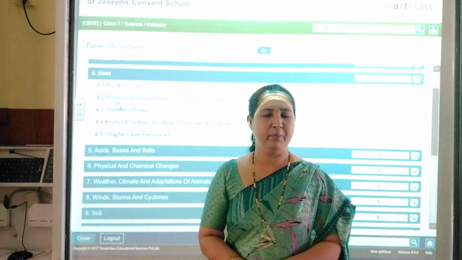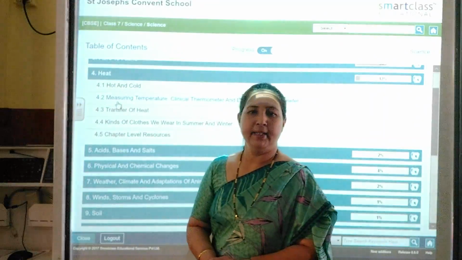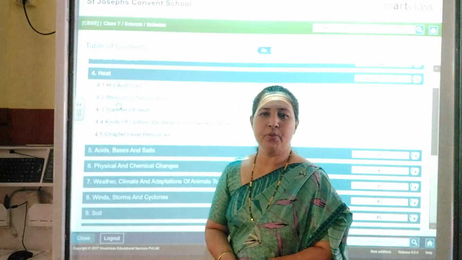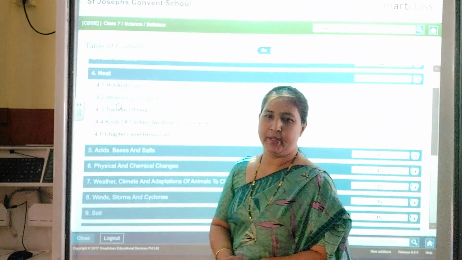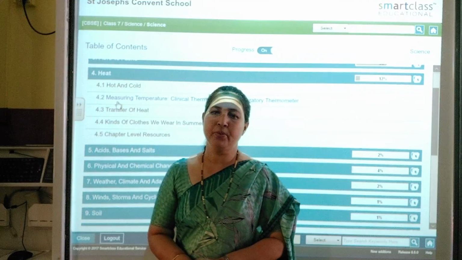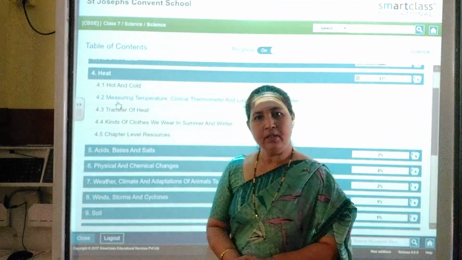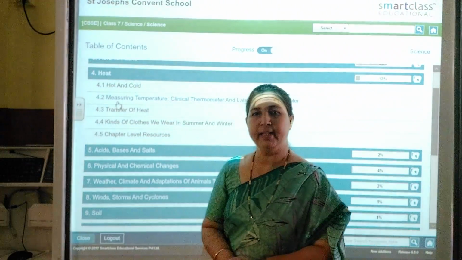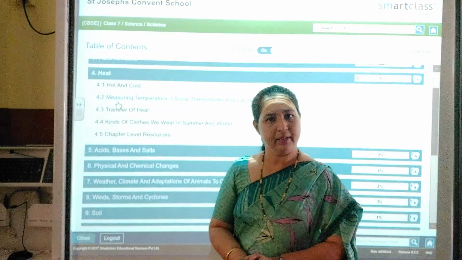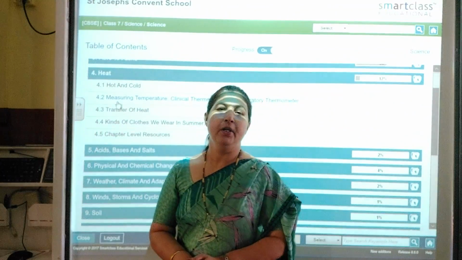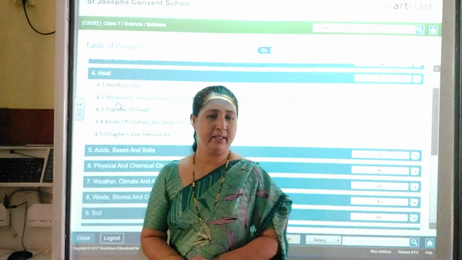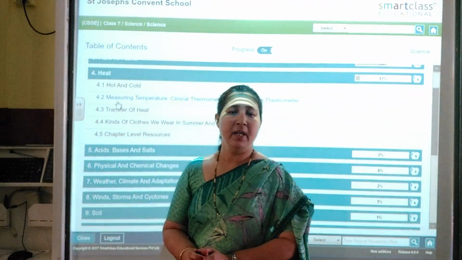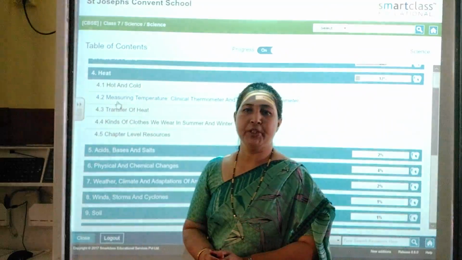There are two types of thermometers. One is the clinical thermometer and another one is the laboratory thermometer. The clinical thermometer is used to measure the temperature of the human body, and the laboratory thermometer is used to measure the temperature of objects. Then we saw the precautions taken while handling the thermometer and its working, the parts of the thermometer. In the clinical thermometer there is mercury, a bulb, and a Celsius scale with numbers, where you measure the temperature.